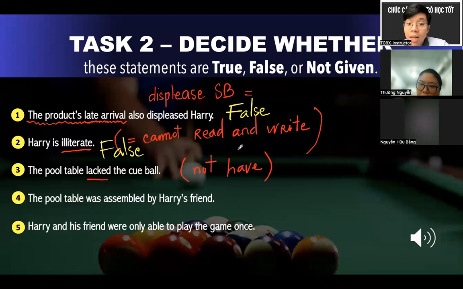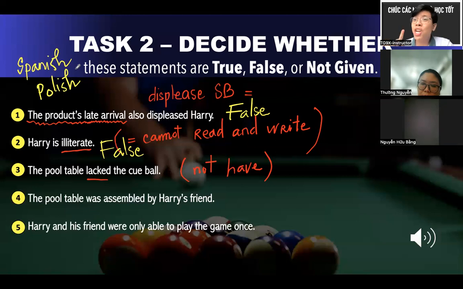I agree with you. I cannot hear what language the instruction book is in. Can you help me? What language is the instruction book? Spanish and Polish. Right. We all agree that the booklet is not in English. He is sure the booklet is in Spanish, and he thinks the booklet is in Polish. So, what about illiterate? Illiterate means cannot read and write. They didn't mention the language.